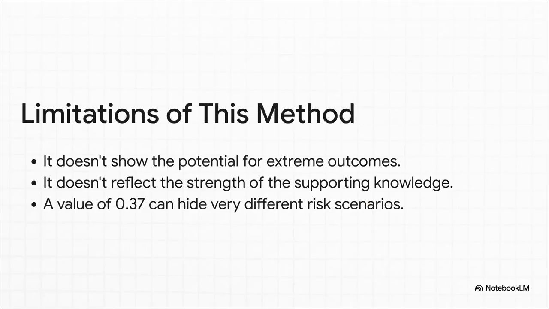But, and this is a huge but, you have to be so careful. That simple number, 0.37, it hides a lot of complexity. It doesn't tell you anything about the worst case scenario. Maybe there's a tiny, tiny chance of a 20-car pileup, but the expected value just papers over that. It also doesn't tell us how confident we are in those probabilities in the first place. So, expected value, it's a useful starting point, for sure, but it's never the whole story.